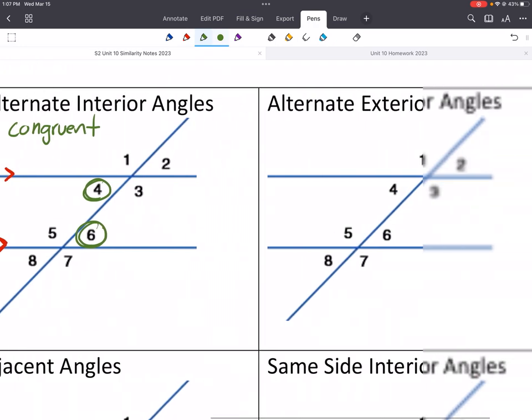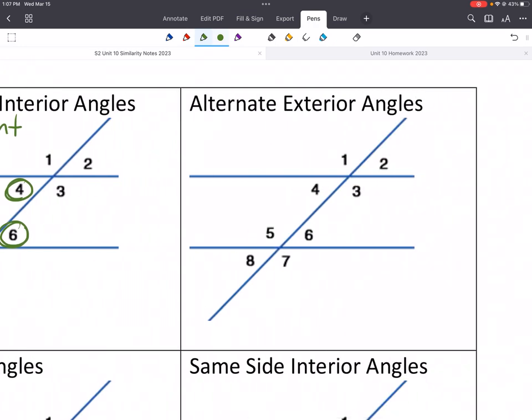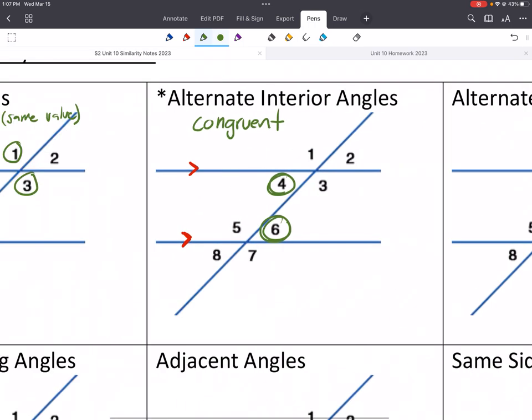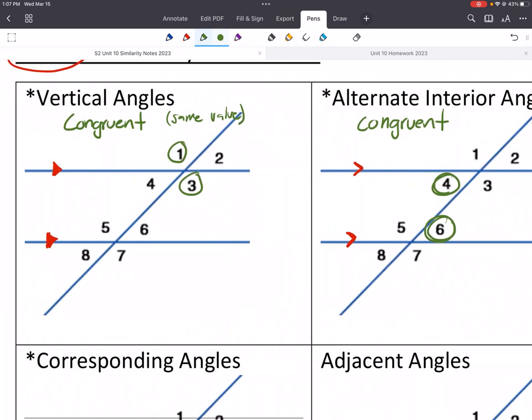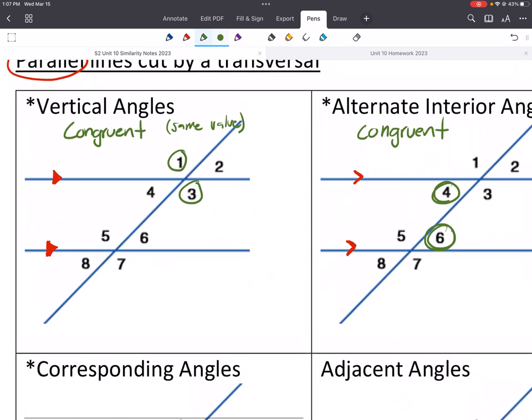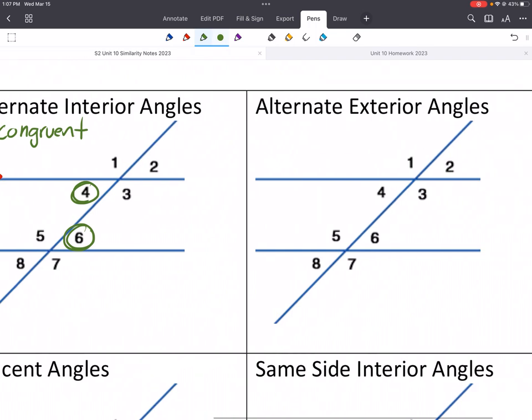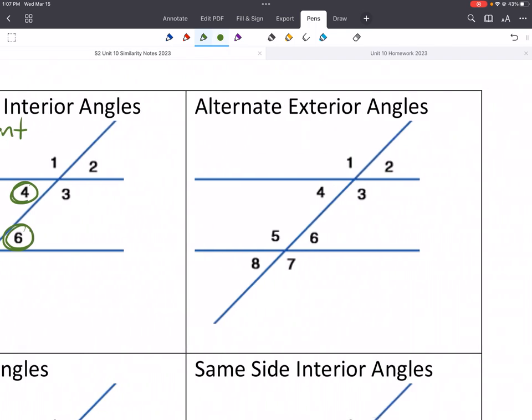Next, and we won't use this one a whole lot, but there are a couple in the homework where you could use it. Often I use alternate interior angles and vertical angles, and maybe one of the others below that we haven't covered, but this one's also good. Alternate exterior: alternate meaning not the same side, and exterior, outside of the parallel lines. Okay, so these are also congruent.